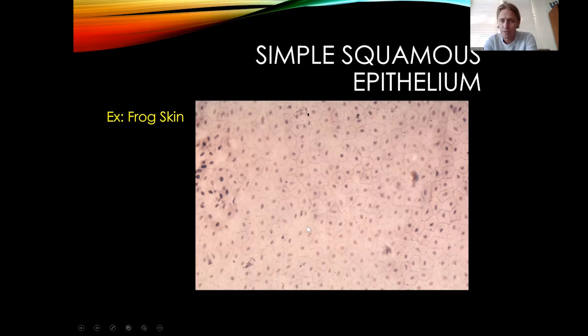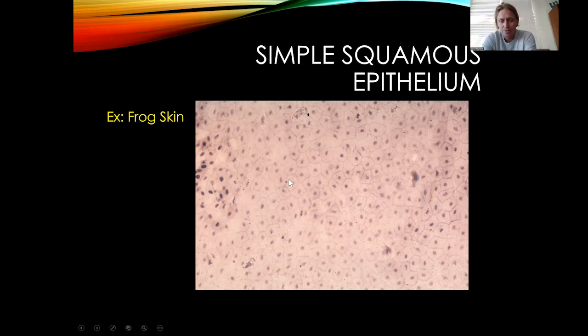If you look at the nuclei of all these cells, you don't see any nuclei stacked on top of other nuclei. That's because there's a single layer here. There's not multiple layers, so it is simple. And you can see how much light is coming through these cells. That light is coming through because these cells are really thin. It's really easy for light to pass through it. So that's why they look so transparent.